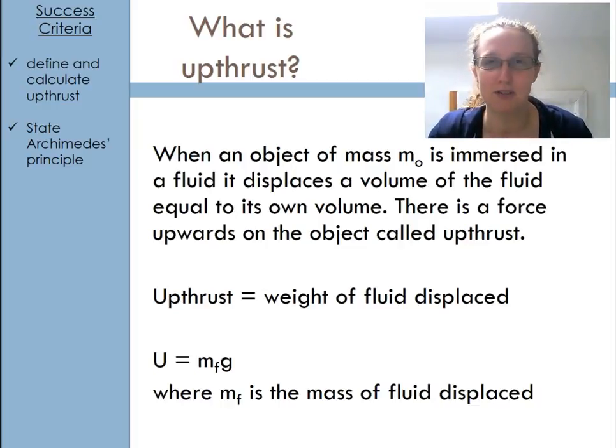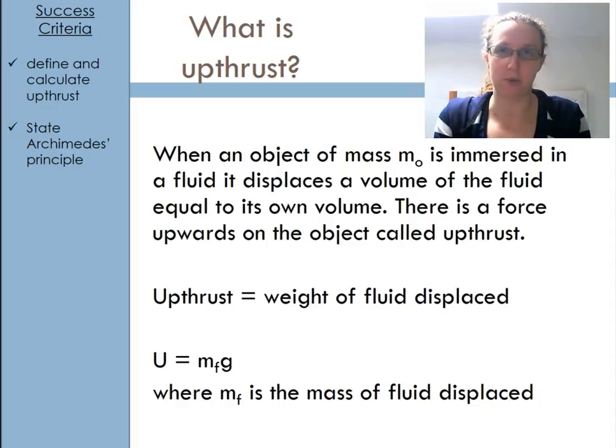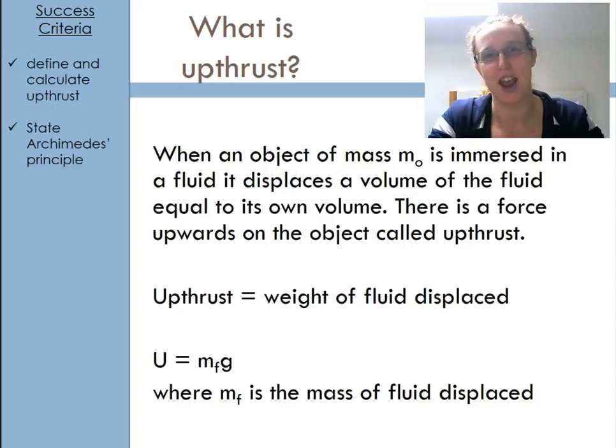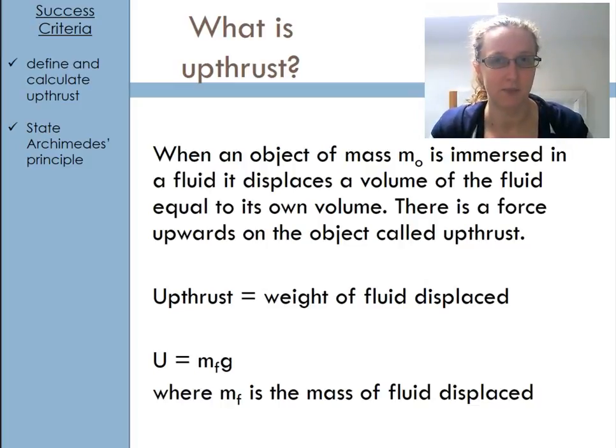Basically, when you put an object into water, it's going to displace a volume of that water that's equal to its own volume. And the force pushing it up from the water is going to be related to how much water it displaced. In fact, it's going to be related by the weight of the fluid it displaced. So the upward force that the object experiences is going to be equal to the mass of the water it displaces multiplied by gravity, so 9.81.